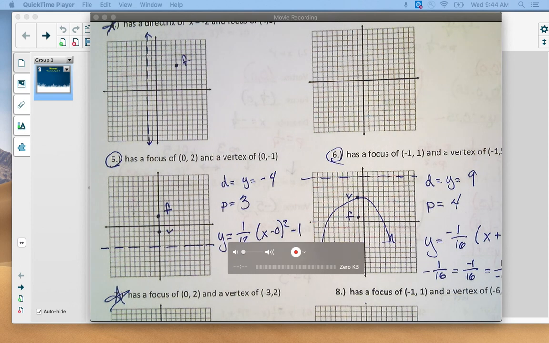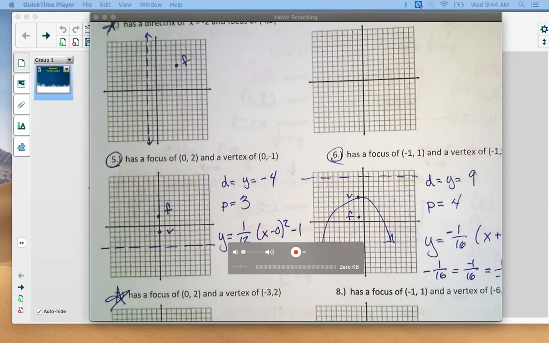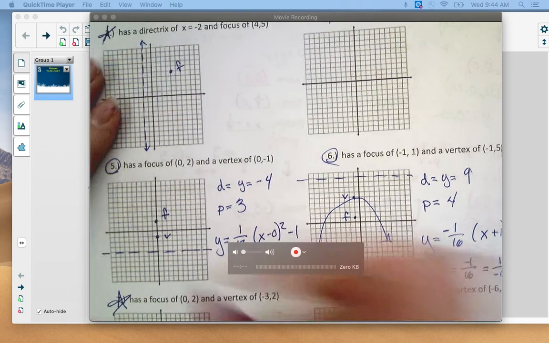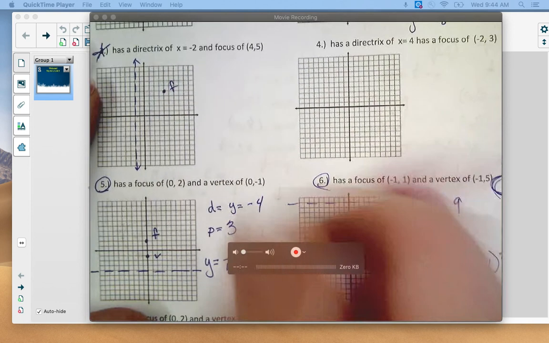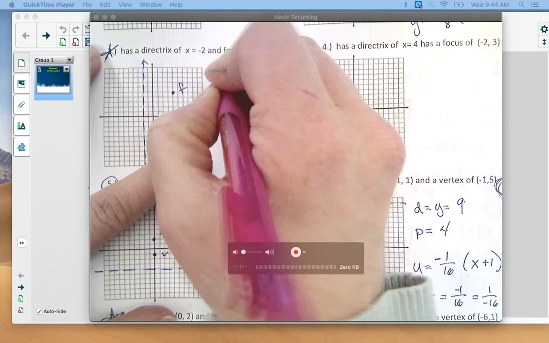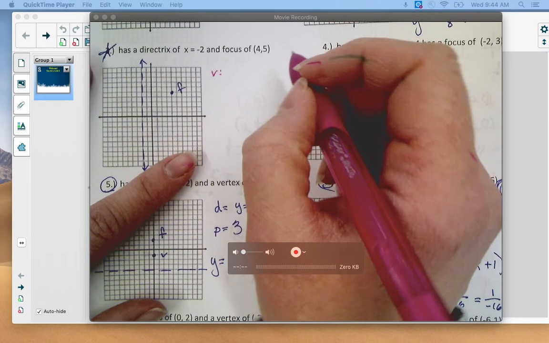Alright, I do want us to come back together and talk about 3 and 7, because you're going to do a lot right, which is important that you're writing down all those key steps so I can give you as much partial credit as possible. So on number 3, I've got the directrix and I've got the focal point. Can anyone tell me what the vertex would be then? I'm hoping that was pretty easy to identify.